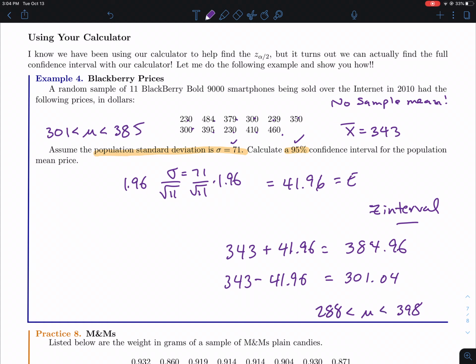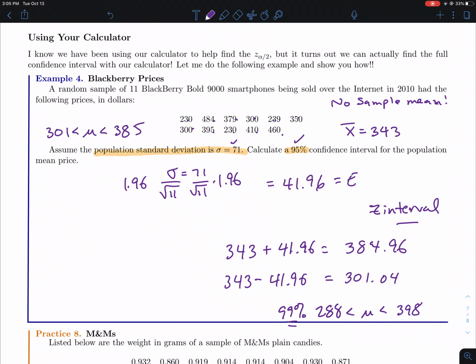So that's significantly different. Well, not terrible. I mean, I guess it is off some though. But it's made it wider. So as our confidence level increases, our interval is going to get wider to ensure that our population mean actually does land in between those two values. So this would have been a 99% confidence interval.